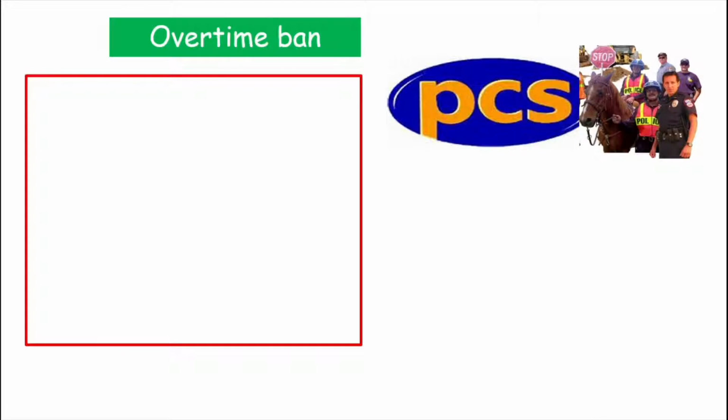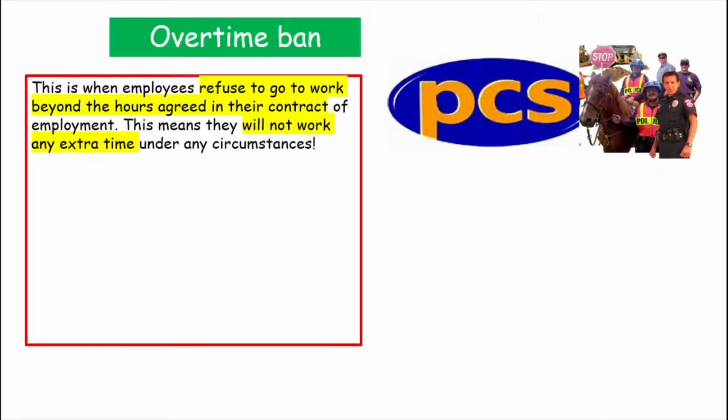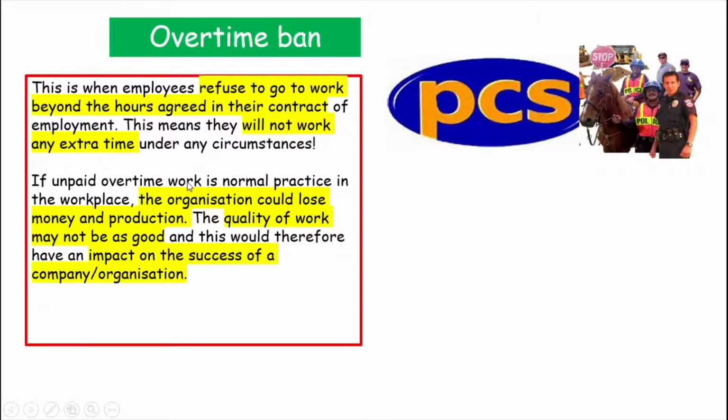The next example of a type of industrial action is an overtime ban. This is when an employee refuses to work beyond the hours agreed in their contract of employment. This means they will not work any extra time under any circumstances. If unpaid overtime work is normal practice in the workplace, the organisation could lose money and production. The quality of work may not be as good, and this would therefore have an impact on the success of a company or organisation. An overtime ban can last for up to a month in one go.